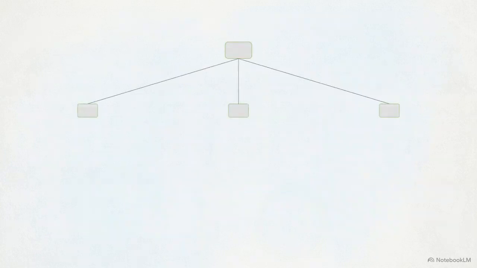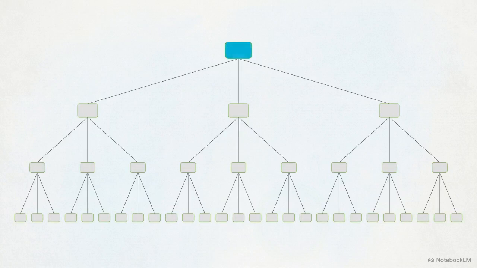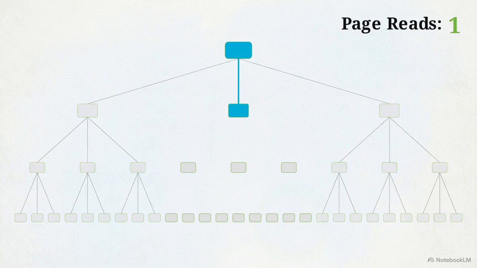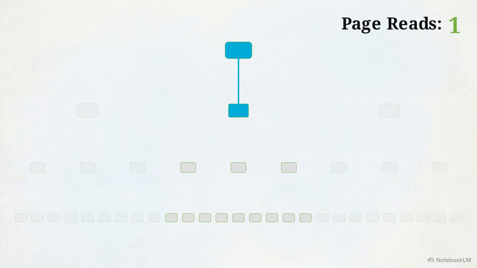Let's trace our original query through this structure. The search starts at the very top, at the root node. The database checks the routing keys, figures out which branch holds our target ID, and executes read number 1. Moving down to the next page, the database instantly ignores the rest of the tree, slicing away millions of irrelevant rows. It checks the directory again, giving us read number 2.